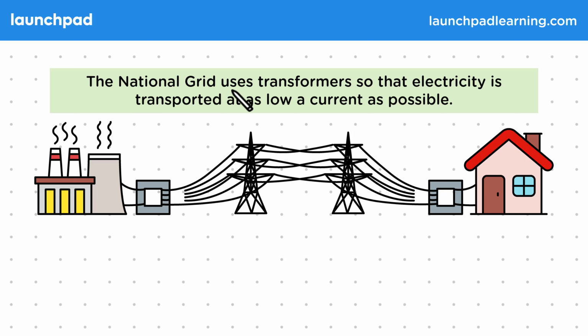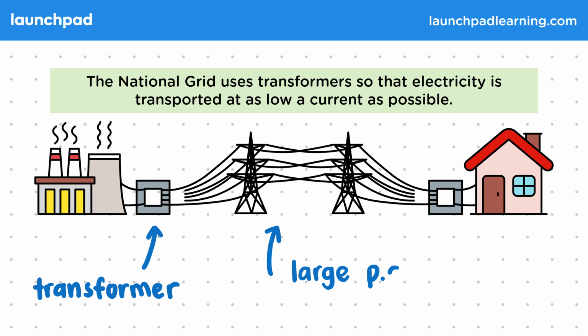Well, the national grid uses transformers so that electricity is transported at as low a current as possible. A transformer changes the potential difference and the current of an alternating current. The electricity can then be transported at a large potential difference and a small current to reduce the energy losses, as a lower current means less energy loss to resistance.